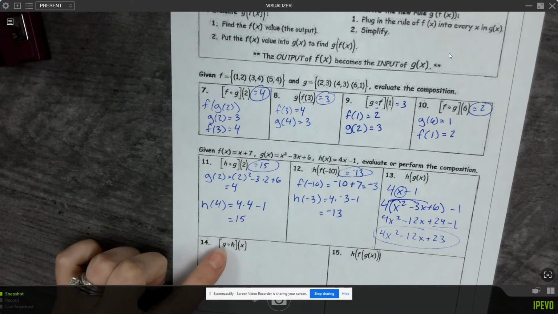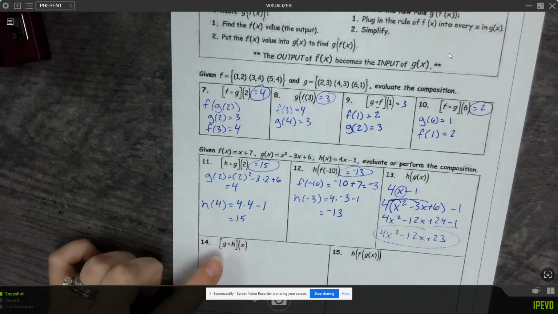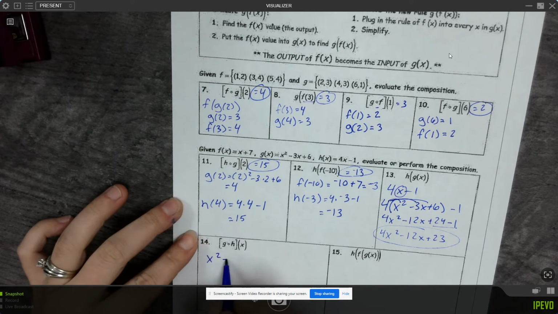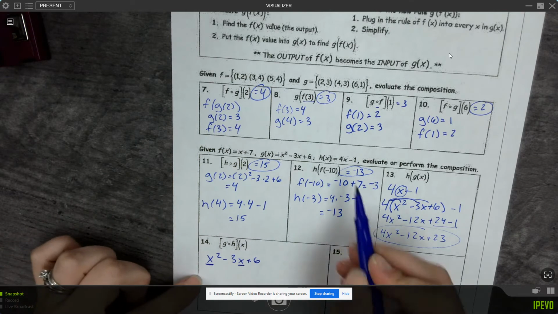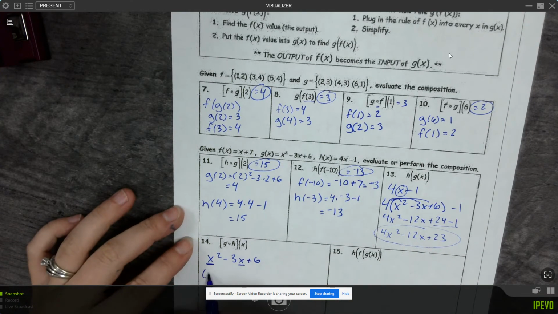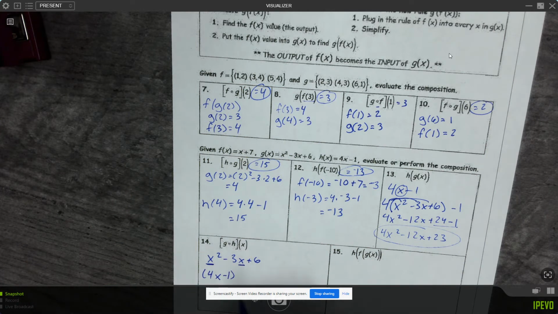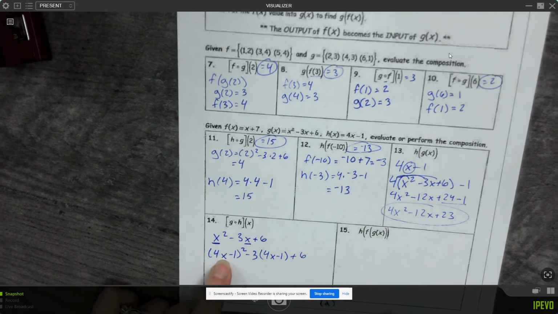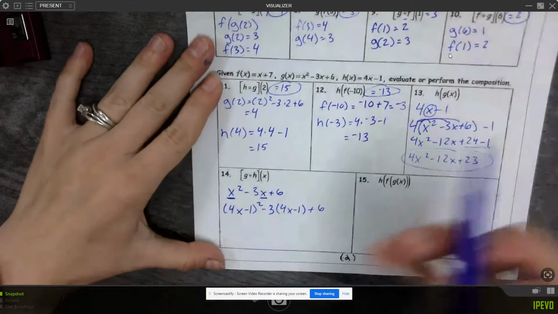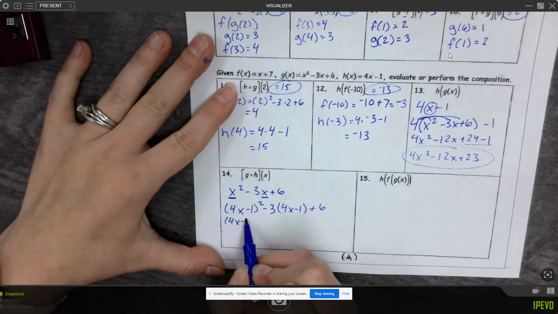Next one, g of h of x. So we're going to use the g function, x squared minus 3x plus 6. And everywhere I see an x, everywhere, I'm going to plug h into that. So when I take out my x and plug in my function, I put it in parentheses. Squared minus 3, take out x, plug in the new function in parentheses, plus a 6. This function that's being squared, you need to remember, is that function times itself.